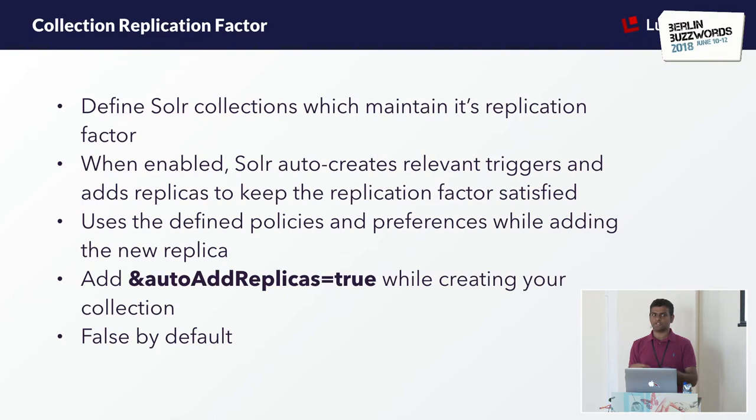You needed to build tools to make sure that if a node went down, you figured out which replicas resided on it and added them to other nodes. So now you can enable something called auto add replicas, where it will auto create these triggers. We'll talk about triggers in just a minute, where the replicas will get added to maintain the replication factor. Obviously, this uses the defined policies and preferences while adding the new replica. All you need to do is, while creating a collection, pass autoAddReplicas equal to true, and this feature will be enabled.